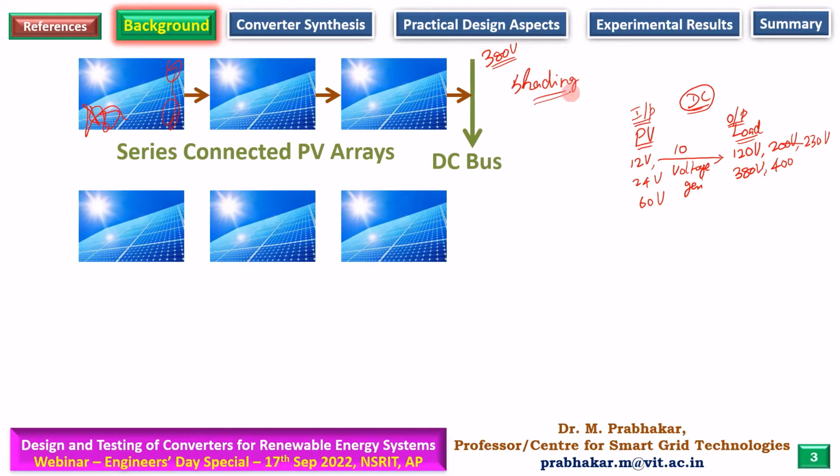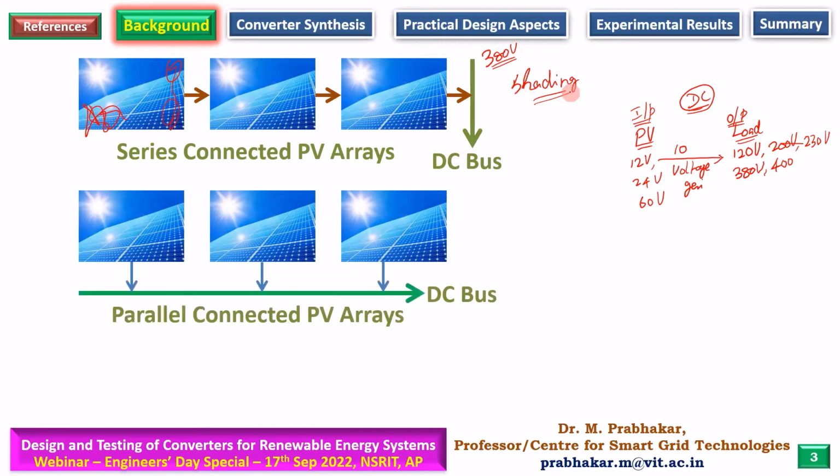The next method is to have a parallel connected configuration. In a parallel connected configuration, all of us would know that the voltage level is going to remain the same. Though we have a shading problem, the voltage level is going to remain low in a parallel configuration. As a result, obtaining the high voltage level of 380 volt from an input of, let's say, 12 volt or 24 volt will be difficult in a parallel connected configuration. So this is the drawback of series and parallel connected configurations.